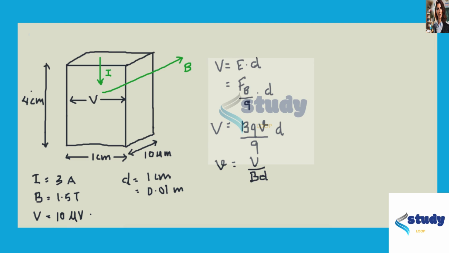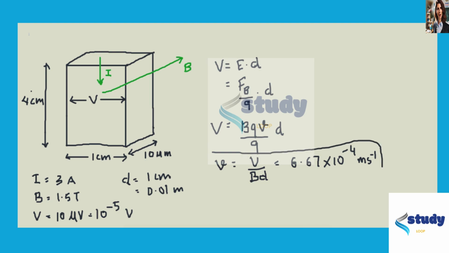So this is equal to, we know the value of V, right? This is equal to 10 microvolts, which is 10 to the power minus 5 volts in SI. We know the value of B, we know the value of D. So just plug these three values in here. This will give me the velocity as 6.67 into 10 to the power minus 4 meters per second. So we found the velocity of the charge carriers, right? This is part A of the question, to find the drift velocity.